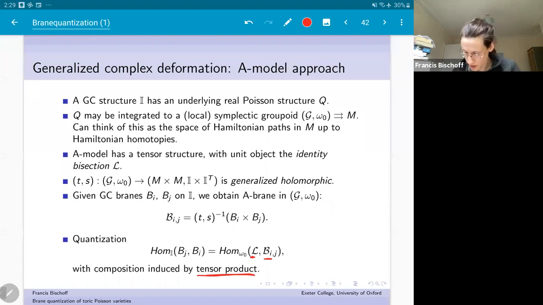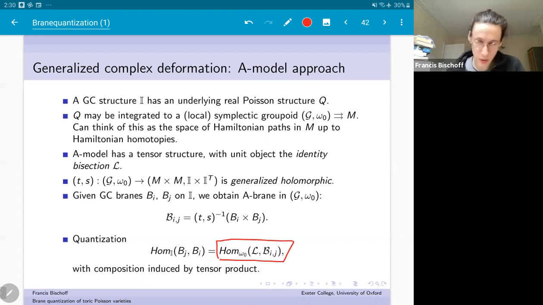And so as a result of this, we can apply it to the example where we're trying to get this deformed homogeneous coordinate ring. In practice, this is a bit difficult to implement because, as I said, this B_ij is in general a coisotropic brane, and these things are not well understood. So in practice, it is still not obvious how to compute this.